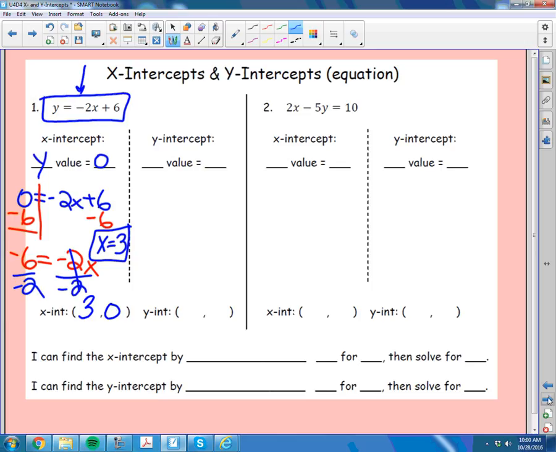For the y-intercept, the x value is 0. Now watch what happens here. Now y equals -2 times 0 plus 6, because we just made the x value 0. What happens to this whole term? It goes away. y equals 6.